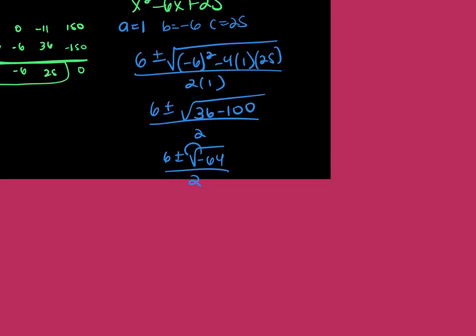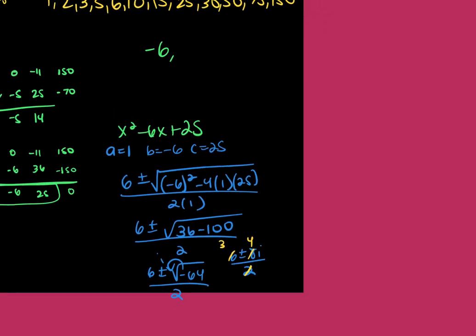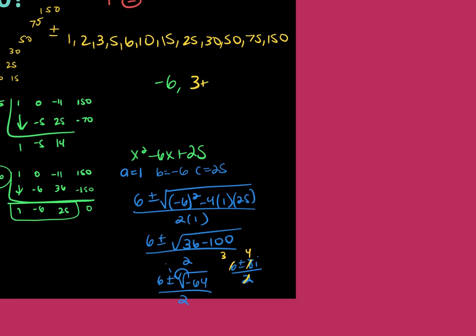The negative is going to come out as an i, and what's the square root of 64? Good. Can I reduce 6 plus and minus 8i over 2? Yeah, this would be 3 and 4. So my two other roots are 3 plus 4i and 3 minus 4i.